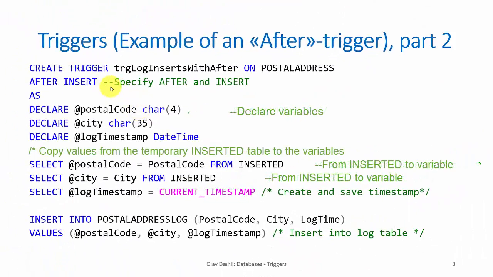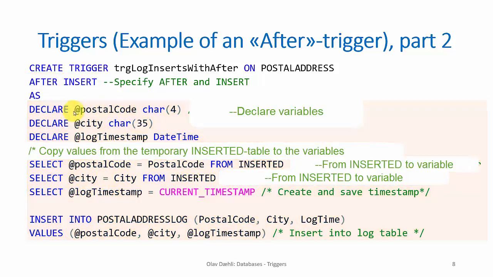To write a trigger, we start with create trigger and a name and on, and then we specify the table. And this will be an after trigger, because after we have inserted the data into the table with the insert statement, we want to store the same data into another table. And we write the trigger definition.